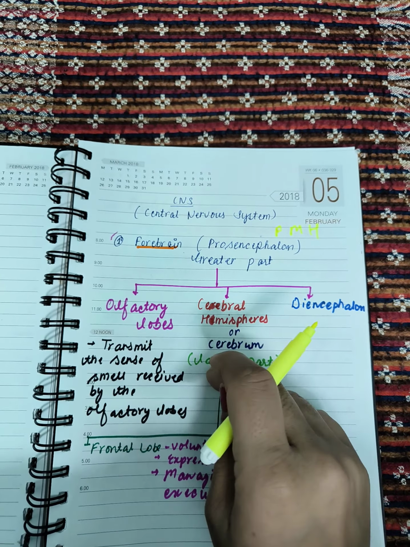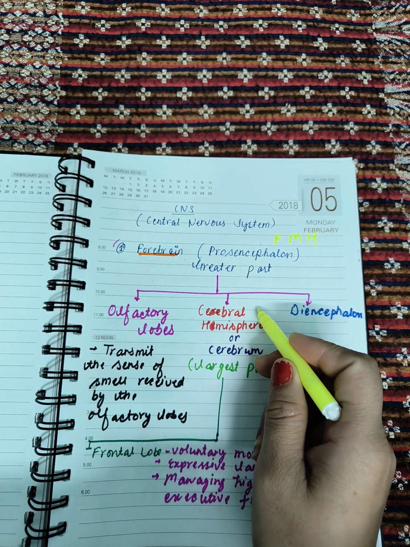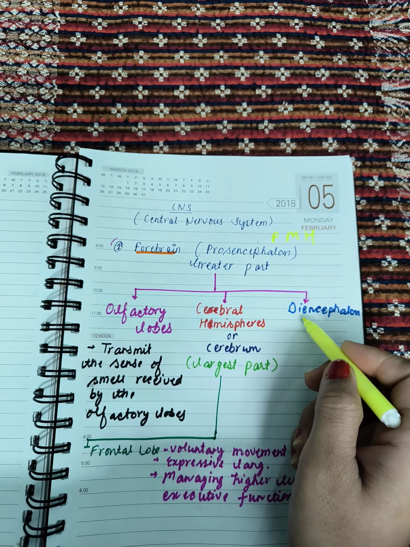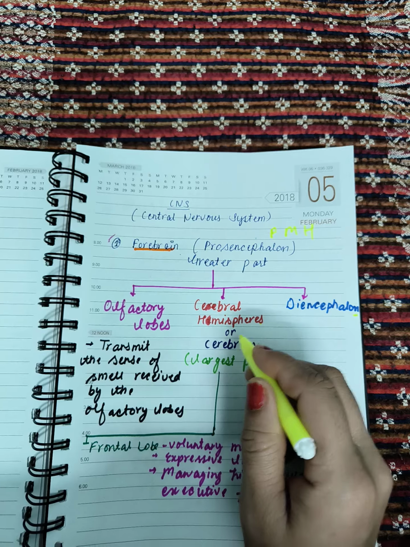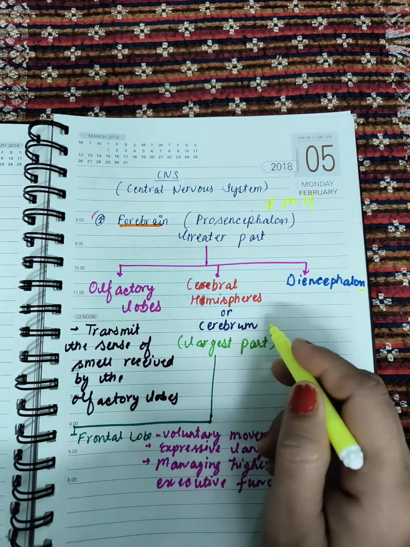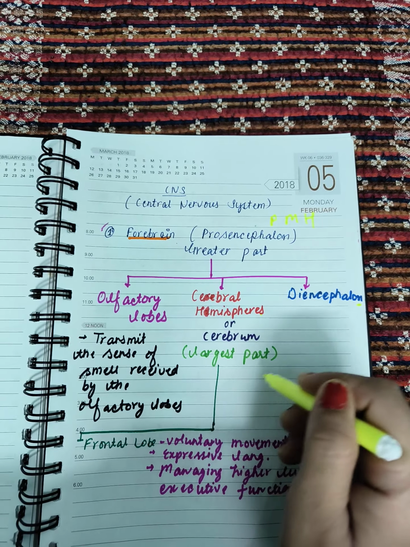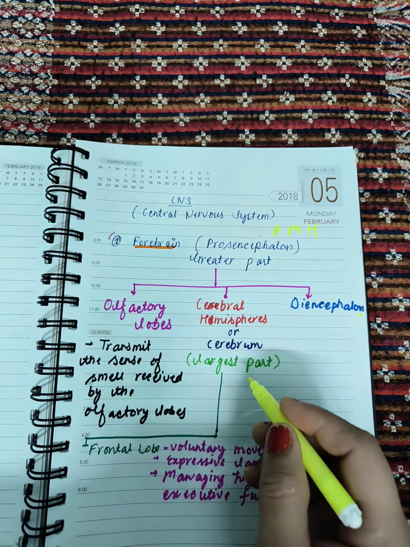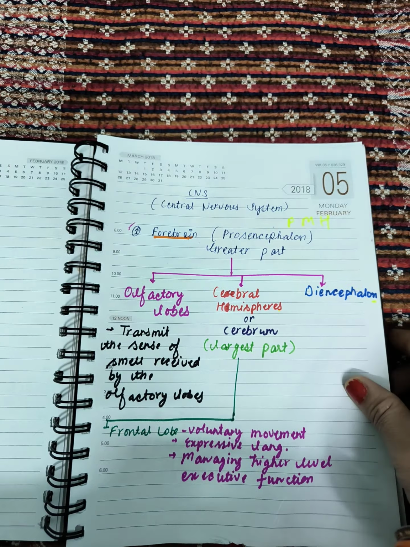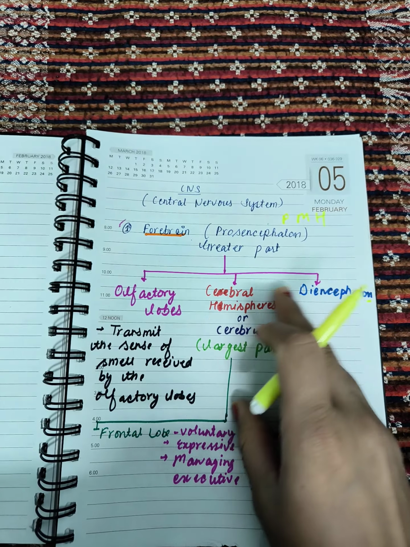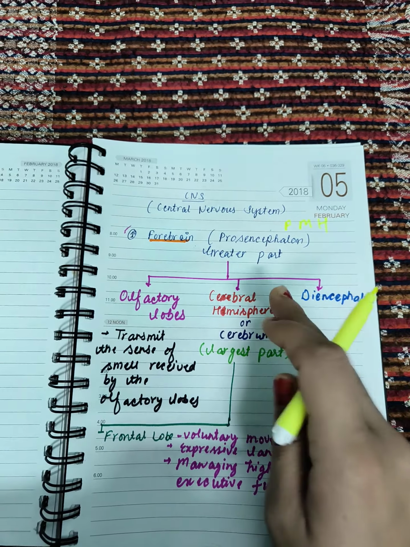It is divided into three parts: olfactory lobe, cerebral hemisphere, and diencephalon. Cerebral hemisphere is also called cerebrum. This is the largest part of the forebrain. Now we will discuss what are the functions of these lobes or these parts of the forebrain.